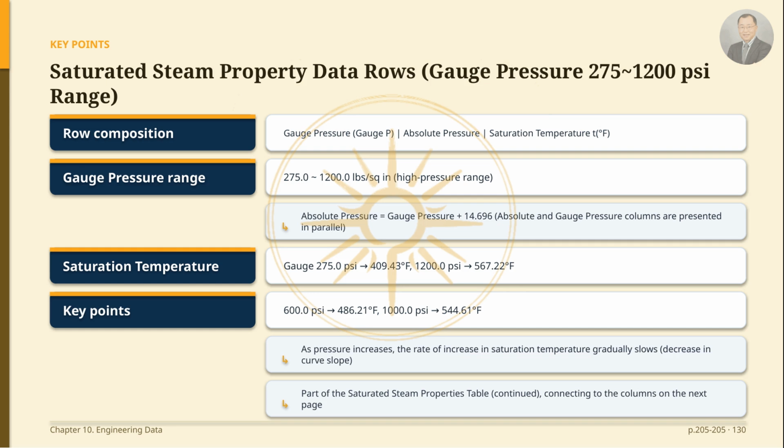Looking at the saturation temperatures, they rise from 409.43 degrees Fahrenheit at 275.0 psi gauge to 486.21 degrees Fahrenheit at 600.0 psi gauge, 544.61 degrees Fahrenheit at 1000.0 psi gauge, and up to 567.22 degrees Fahrenheit at 1200.0 psi gauge. As pressure increases, the rate of temperature increase gradually slows down because the slope of the saturation curve becomes flatter. This table is a continuation of the saturated steam properties table and connects to the next page column.